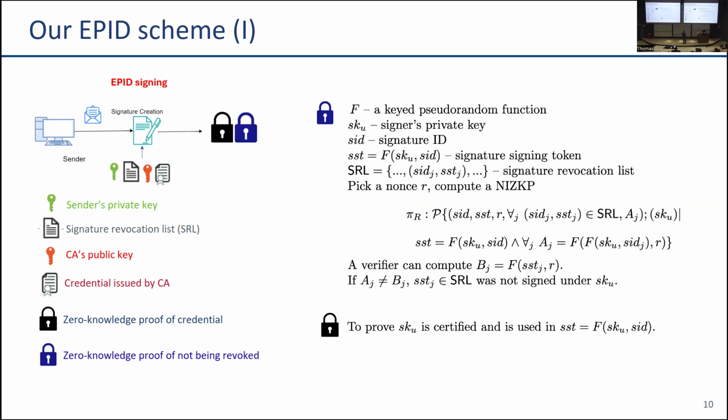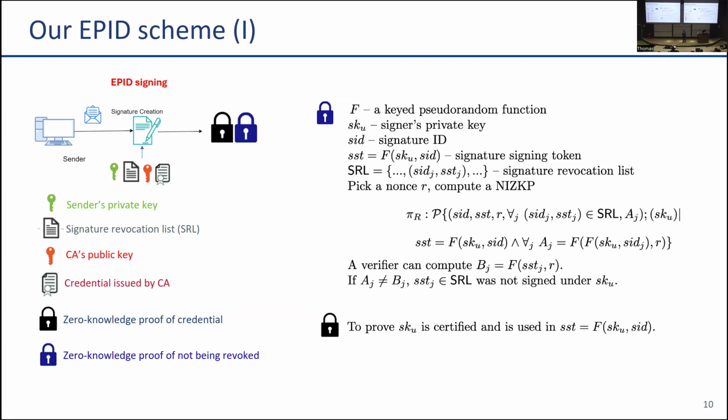We have a key pseudo random function F. F is like any hash function with a key. So you have two inputs, one is the key, one is the message. Then the signer's secret key SKU is used as the first input, the key, of course. Then we have a signature ID, which could be a message plus random data strings, hashed. Computing the F function gets the pointer SST, which is a signature signing token.